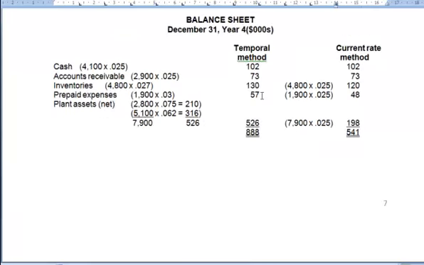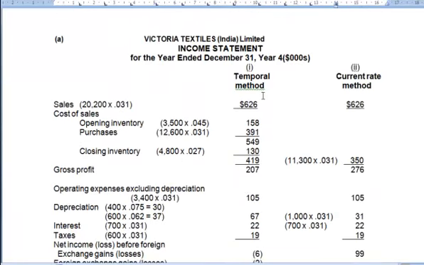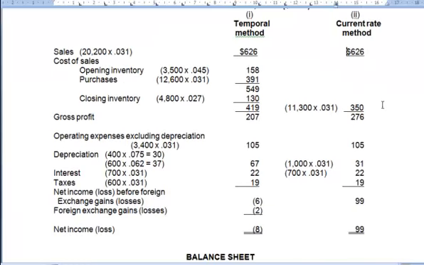Now, that's the temporal method. Let's go back now and look at the current rate method. The current rate method is a little simpler because all assets and liabilities, regardless of whether they're monetary or not, are all translated at the current or spot rate. All of the income statement items, much like the temporal method, are translated at the historical rate. However, if it's not known, you use the average rate. In our question, a lot of those actual historical rates aren't known, so what are we going to do? We're just going to apply the average rates to everything.